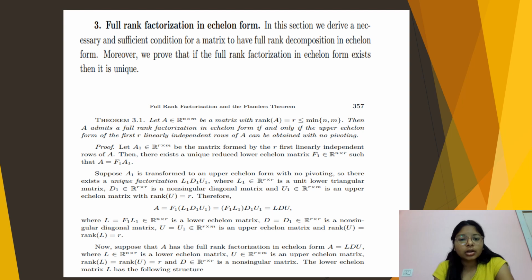Let A1 belongs to R r cross m be the matrix formed by the first r linearly independent rows of A. Then there exists a unique reduced lower echelon matrix F1 belongs to R n cross r such that A is equal to F1 A1. Suppose A1 is transformed to an upper echelon form with no pivoting, so there exists a unique factorization L1 D1 U1 where L1 belongs to R r cross r is a unit lower triangular matrix, D1 belongs to R r cross r is a non-singular diagonal matrix, and U1 belongs to R r cross m is an upper echelon matrix with rank of U equal to r. Therefore, A is equal to F1 L1 D1 U1, which is equal to F1 L1 times D1 U1, which is equal to LDU.